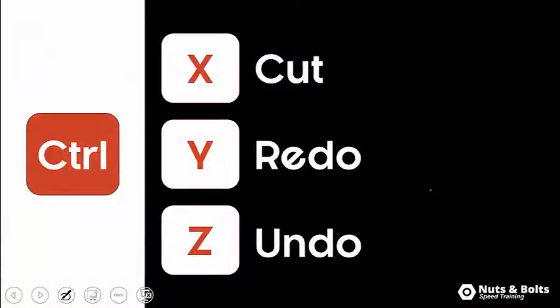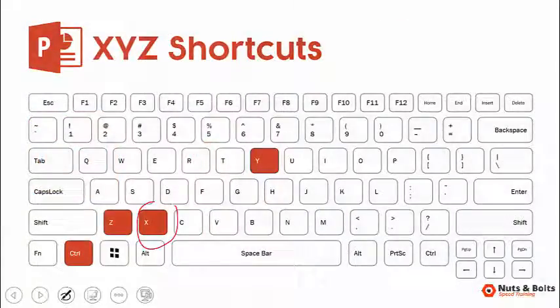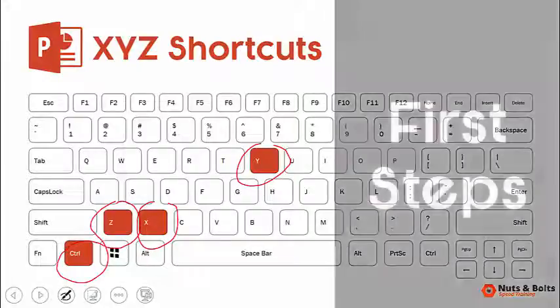Here they are on screen again. Here's what they look like on your keyboard, just X, Y, Z. You can see how close it is to the Control key. That's why you should start using it. And again, these are your first steps to stopping the office click-its.